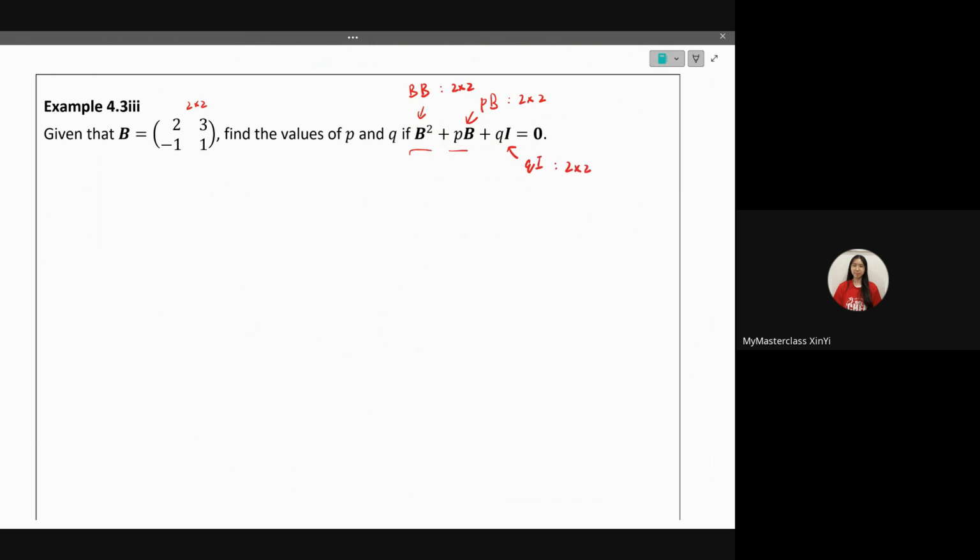And then lastly this. This one over here, if you see a 0 that is bolded, this doesn't mean this equals 0. This is a 0 matrix, or you call it a null matrix. So in this case, since everything is 2 by 2, this should also be a 2 by 2 0 matrix.